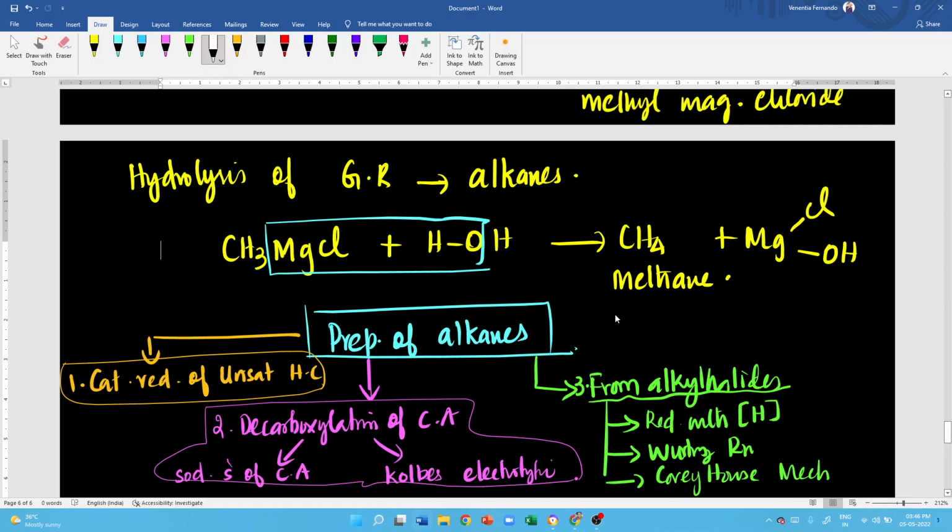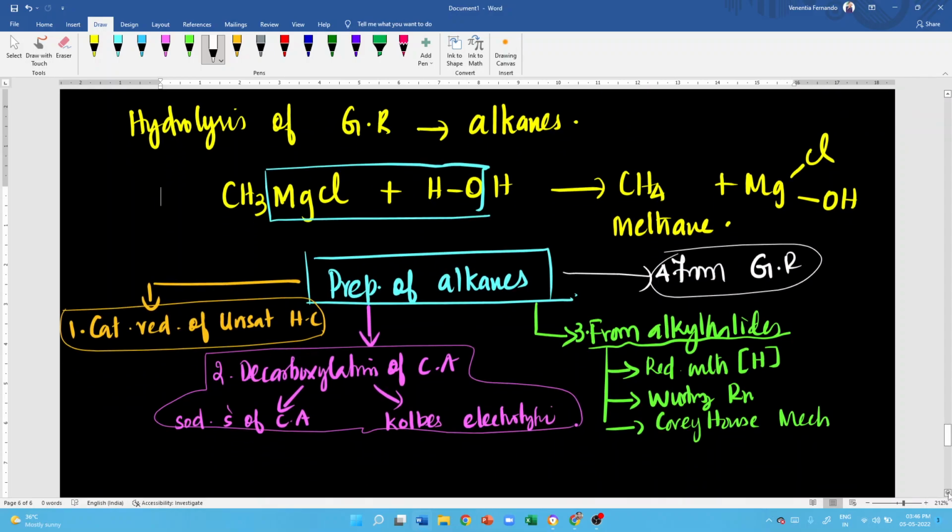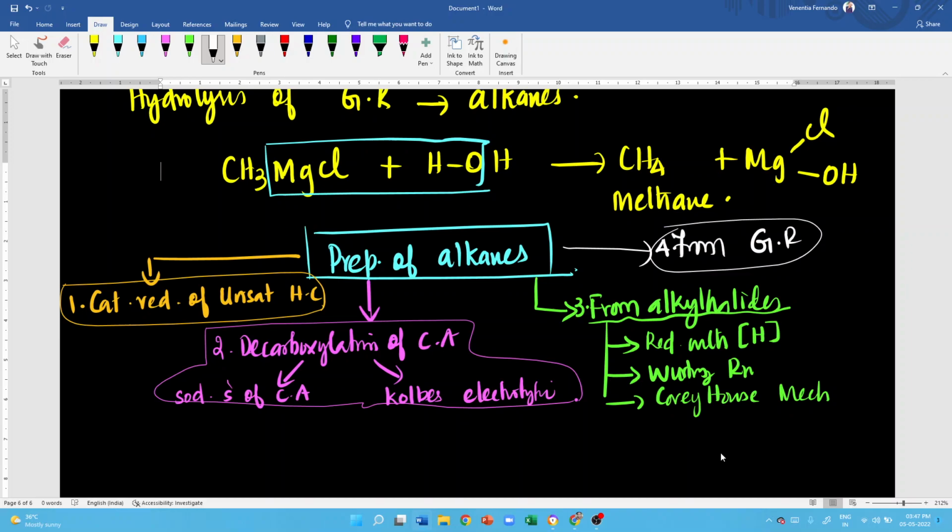And the last one is from Grignard reagent. This is the fourth one, from Grignard reagent. So you must know the difference between these two. Here, you will get an alkane with one carbon less than the parent.